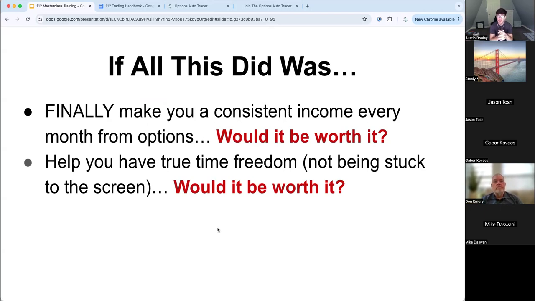Guys, some of you, your time is worth $50 to $100 an hour. And so it's totally worth it. But not only that, think about the amount of time you're not spending with your family, with your kids, or just enjoying the outdoors and enjoying life because you're stuck to a screen. So if all the Options Auto Trader did was give you back that time, would it be worth it?